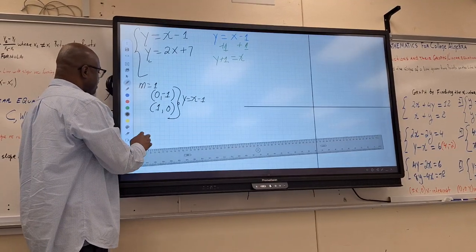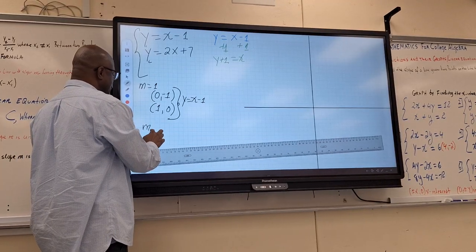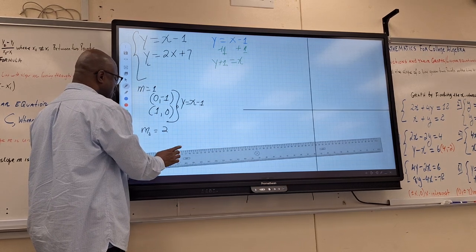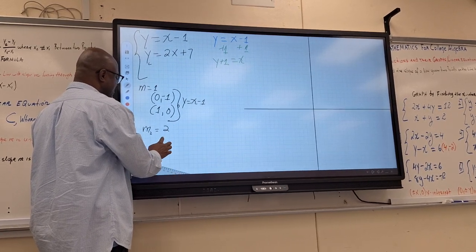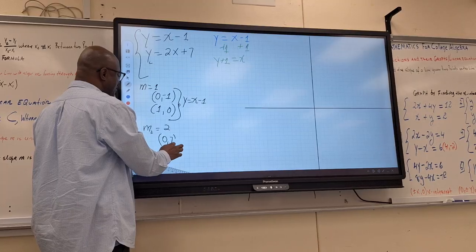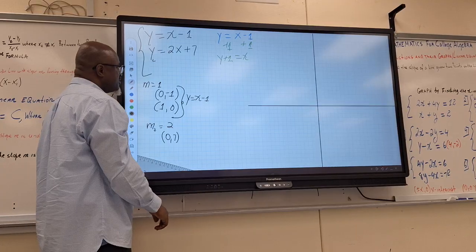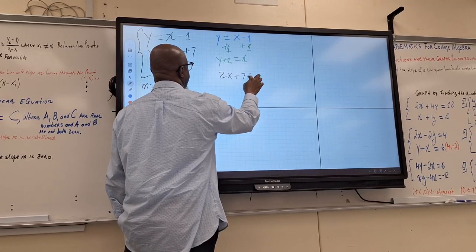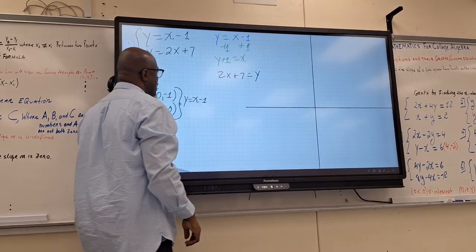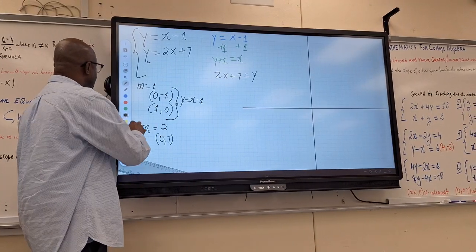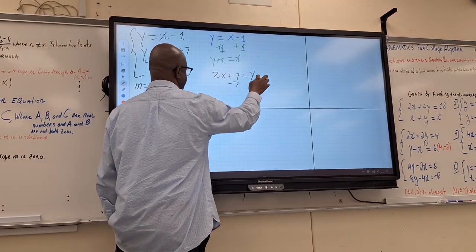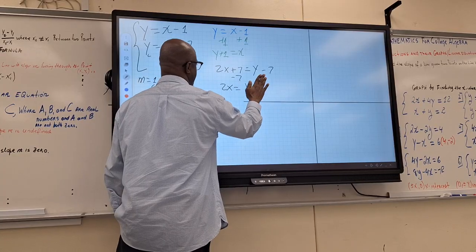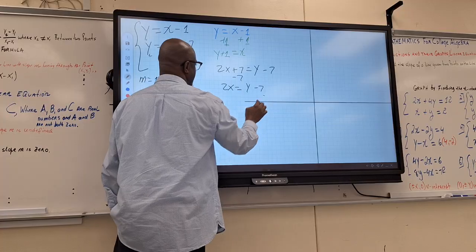I'm going to go to the second equation. What is my slope? 2. What is my y-intercept? Now I'm going to solve for what? Solve for x. I have 2x plus 7 is equal to y. I'm solving for x. What do I need to do? Subtract 7. Then I will have 2x equal y minus 7.